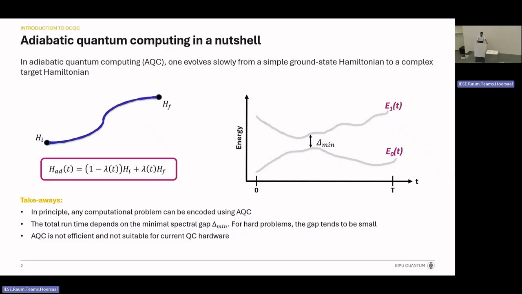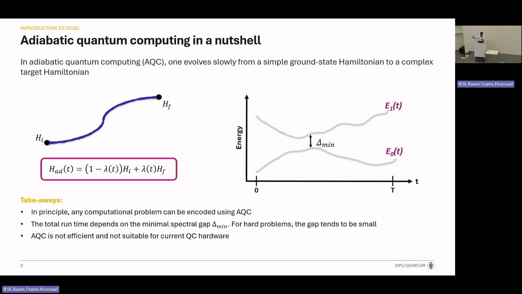And typically, as you increase the system size for some complex problem, this gap becomes smaller and smaller. In many cases, it's exponentially smaller. So the runtime is also exponential, especially if you're talking about problems that are NP-hard, let's say. So the question is, how can we run this on current quantum hardware?